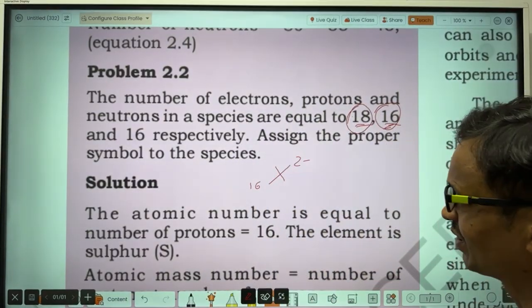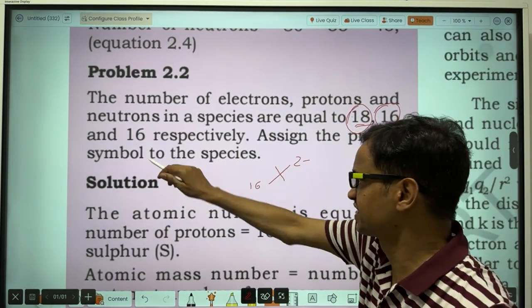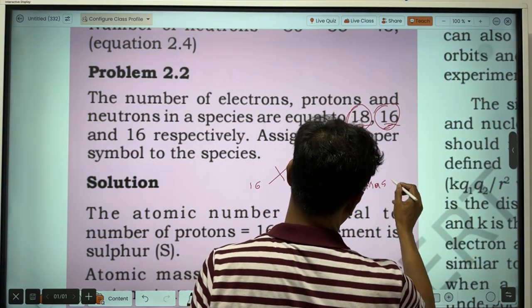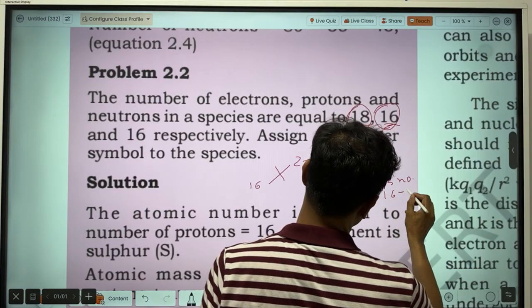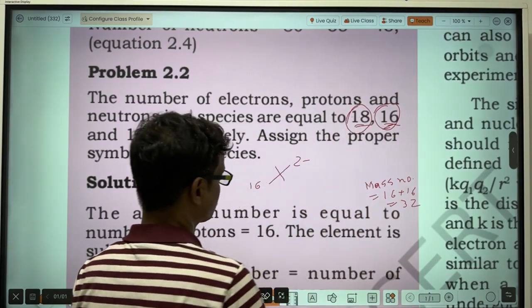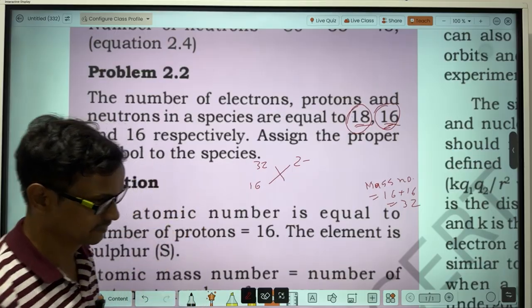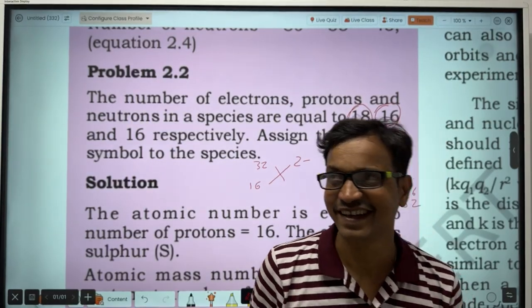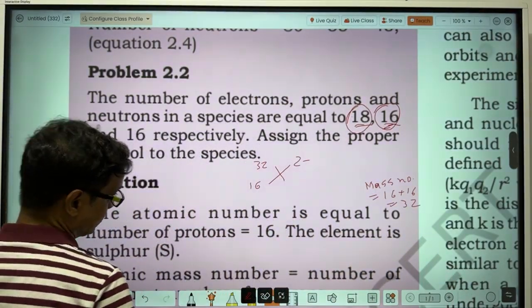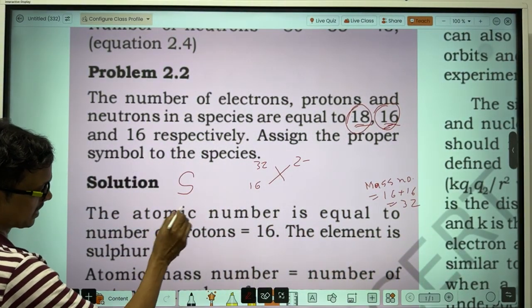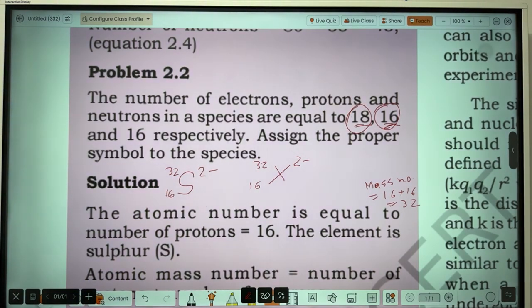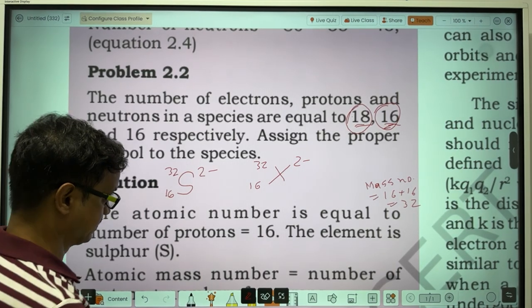The number of neutrons here is also 16. So the mass number will be 16 plus 16, that is 32. So in the superscript we write 32. Here atomic number 16 is for sulfur, so this element is sulfur, whose atomic number is 16 and mass number is 32, with 2 units of negative charge. So this species is actually the sulfide ion, S 2 minus.